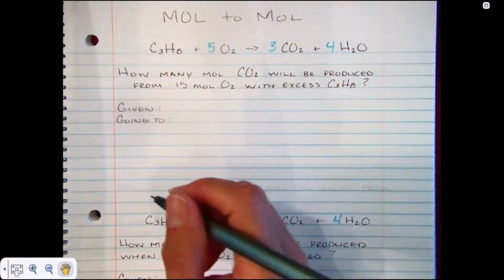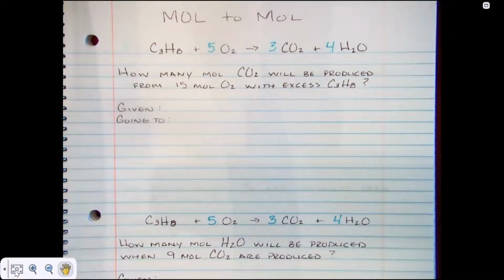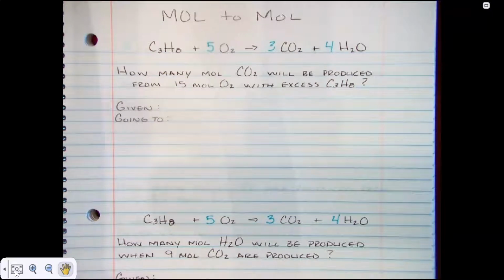Okay, good morning. Today we are going to talk about mole-to-mole stoichiometry. We're using balanced chemical equations to do that. It is our way to determine how much of something we might need or how much might be produced of a certain compound or element.